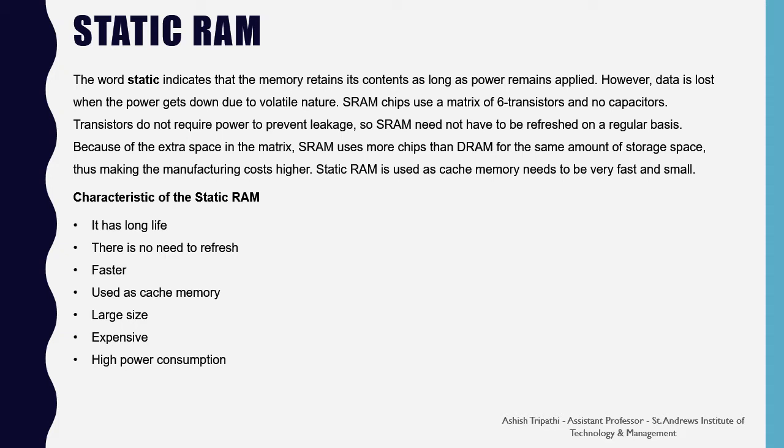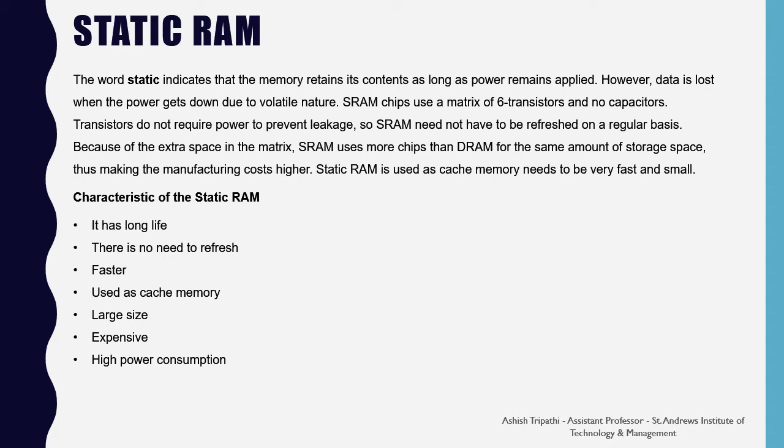Because of the extra space in the matrix, SRAM uses more chips than dynamic RAM for the same amount of storage space, thus making the manufacturing cost higher. Static RAM is used as a cache memory, so it needs to be very fast and small.